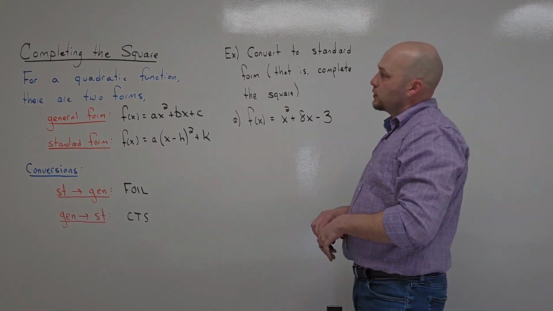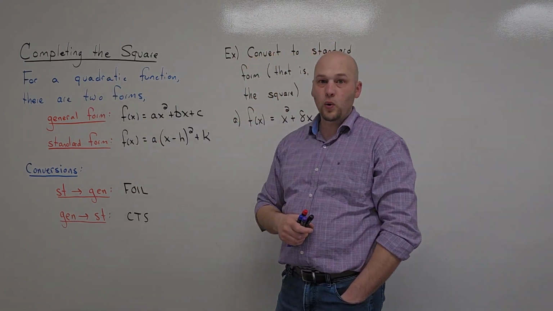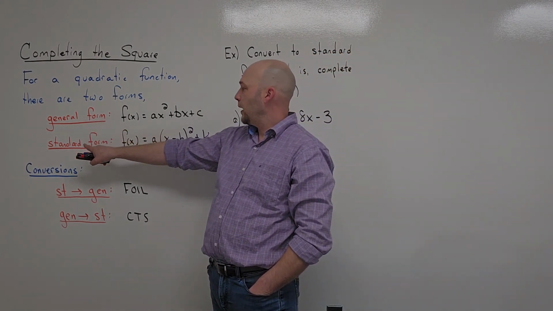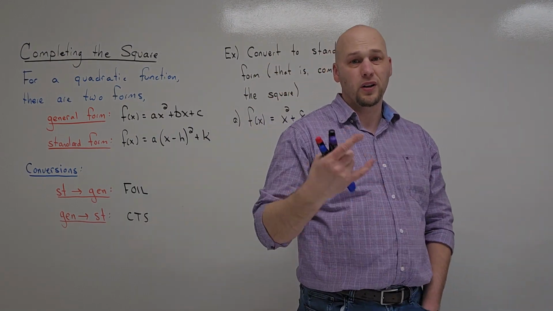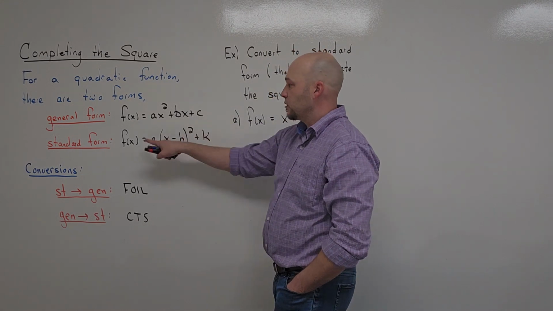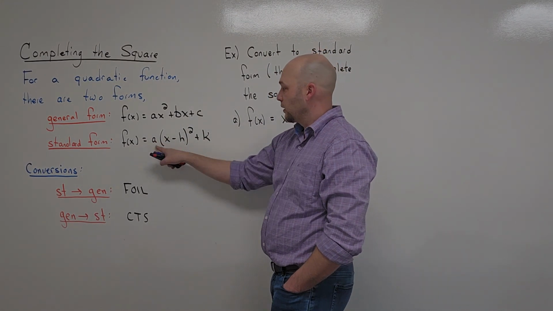So, starting point. For a quadratic function, there are two primary forms for writing the equation, or the expression for the function. We've got general form and standard form. Keep in mind that some authors, some textbooks will interchange those. For me, general form is written like this. Standard form, which is also sometimes called vertex form, is written like this.